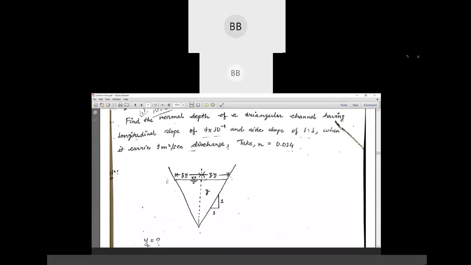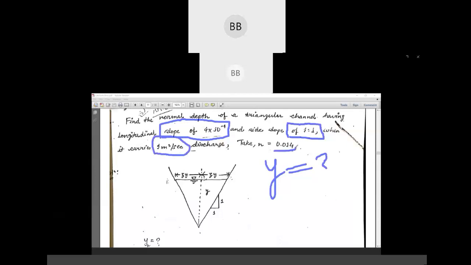Slope, that is longitudinal slope, is nothing but your bed slope. Okay, so what we need to find out? We need to find out the y, that is your depth of flow. Bed slope is given, 4 into 10 to the power minus 4. Side slope is also given, 1:1. And when it carries, that is discharge, discharge is given, 1 meter cube per second.